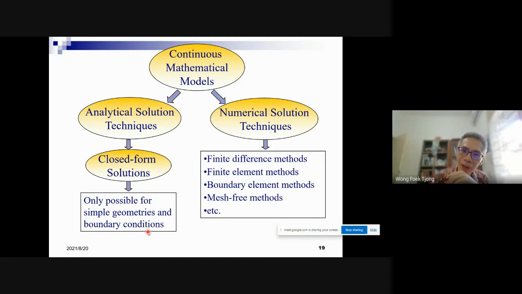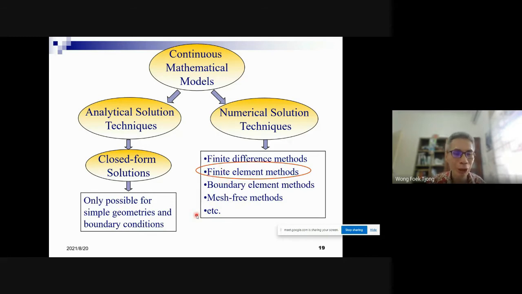On the other hand, we have numerical solution techniques. There are many numerical solution techniques for solving mathematical models, such as finite difference methods, where we convert a differential equation to a difference equation, right? Then finite element methods, boundary element methods, and mesh-free methods. But our course is on this one, because it is the most widely used numerical method for solving structural problems. So this is our course.